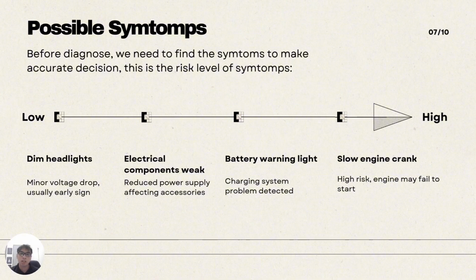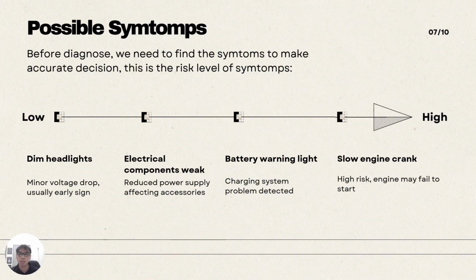Next, I'm going to explain about the possible symptoms. Before performing any diagnostic checks, it's important to identify symptoms that indicate potential issues. This slide shows the risk level of symptoms from low to high. The first one is dim headlights. This is usually an early sign of minor voltage drop.